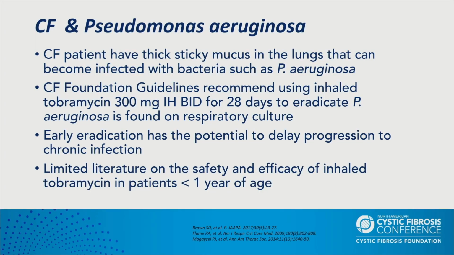So as we all know, in CF patients, they have thick, sticky mucus in the lungs that can become infected with bacteria such as Pseudomonas. The CF Foundation guidelines recommend that if we culture Pseudomonas in the airways, regardless of whether they're sick or not, we should try to eradicate it. The recommended treatment is inhaled tobramycin, 300 milligrams, twice a day for 28 days. We know that early eradication has the potential to delay progression to chronic infection.